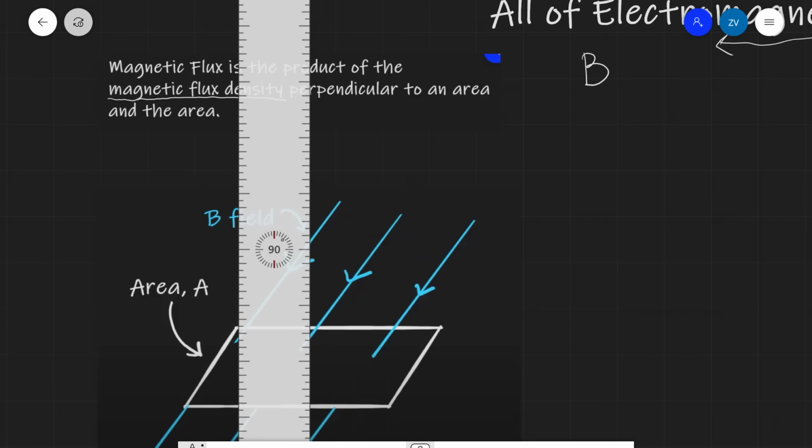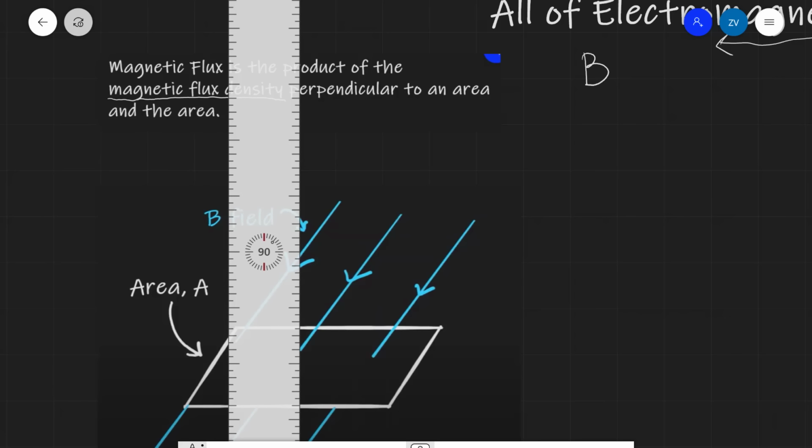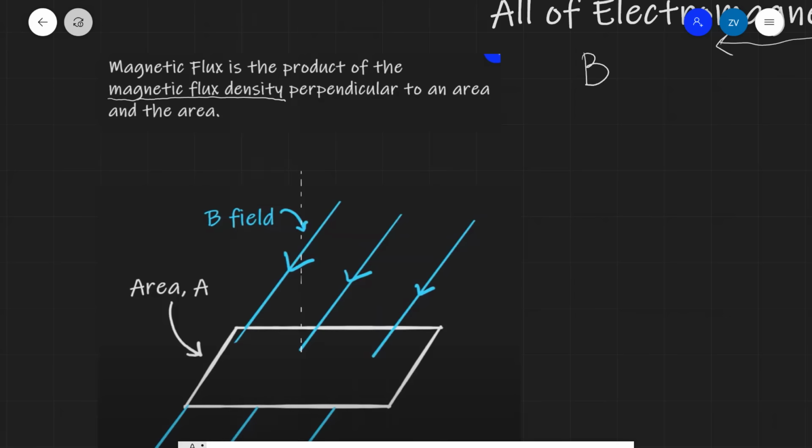In other words, it's going to be just this component over here, like so. So let's say that the angle here is theta. The component which is perpendicular to the area will be given by the adjacent component. So this will be cosine theta. In other words, B cosine theta.